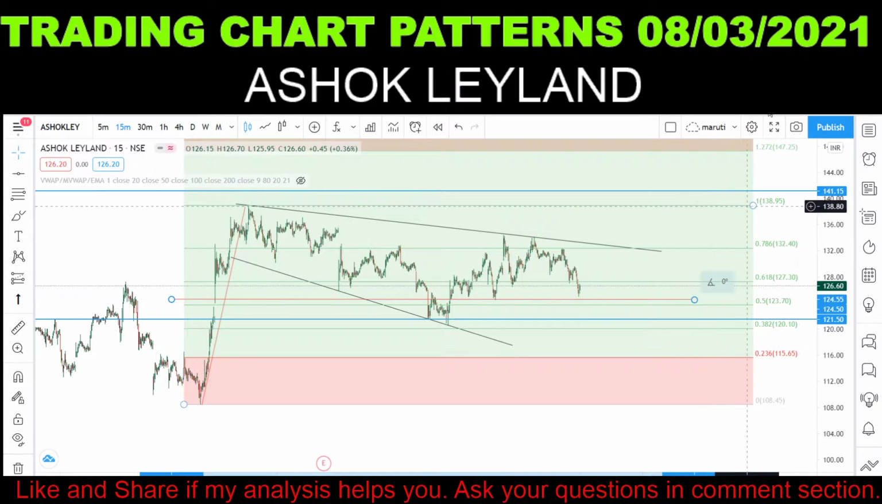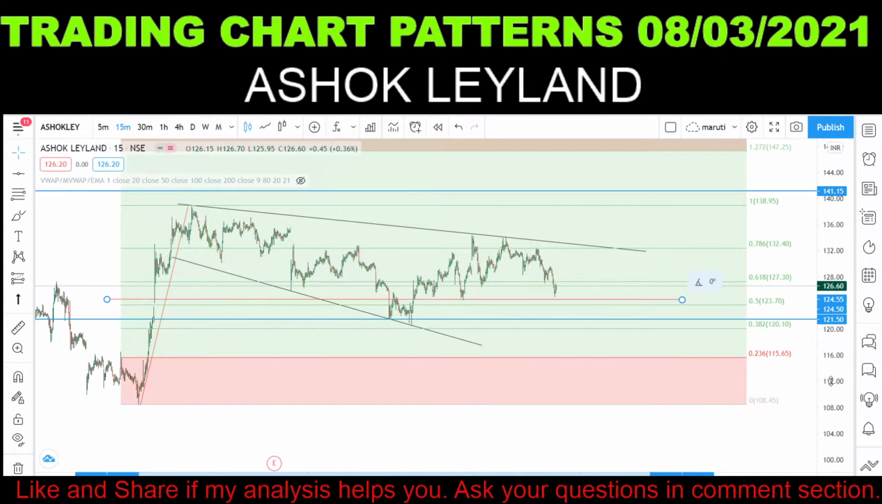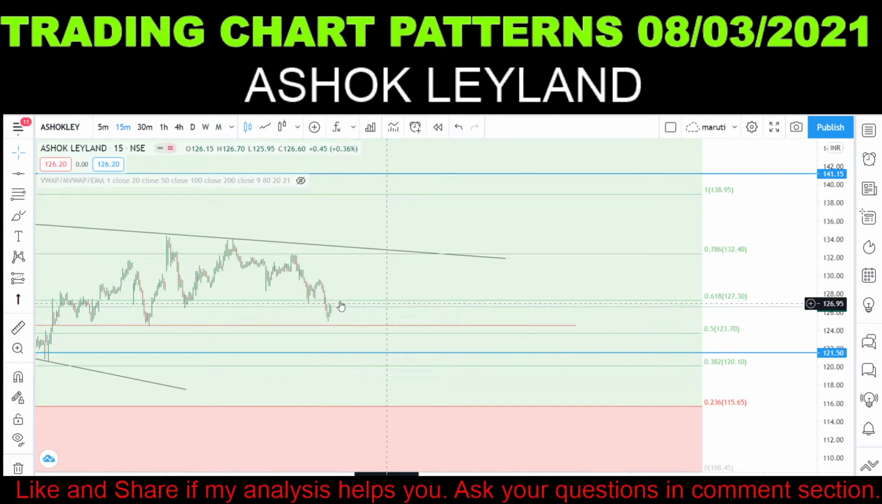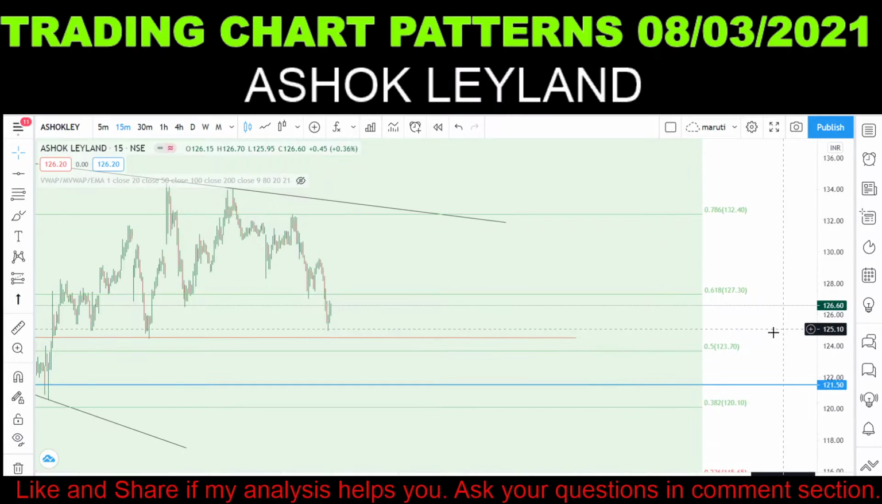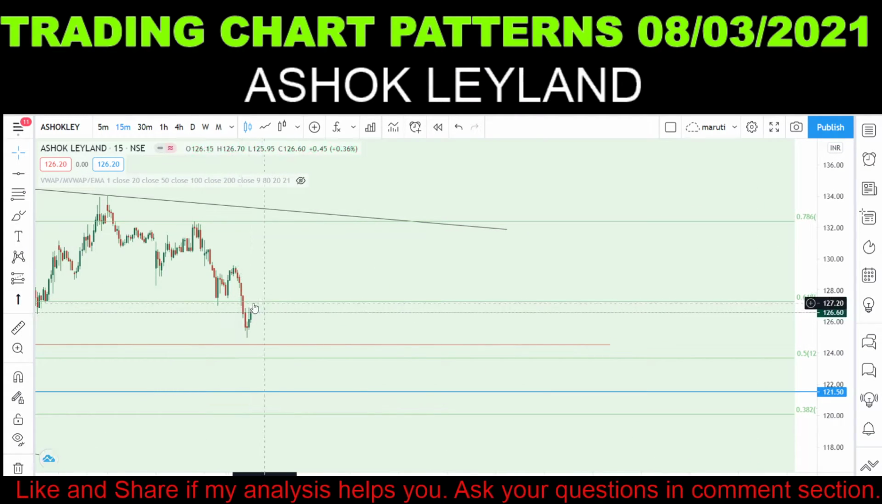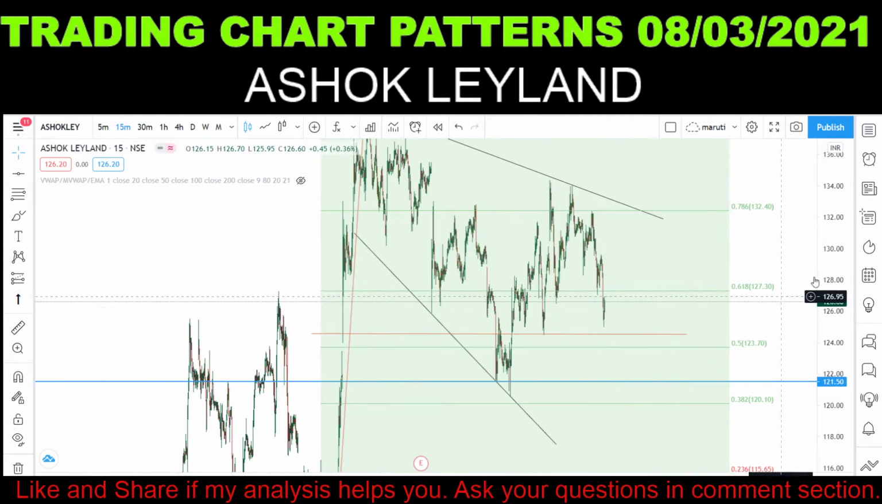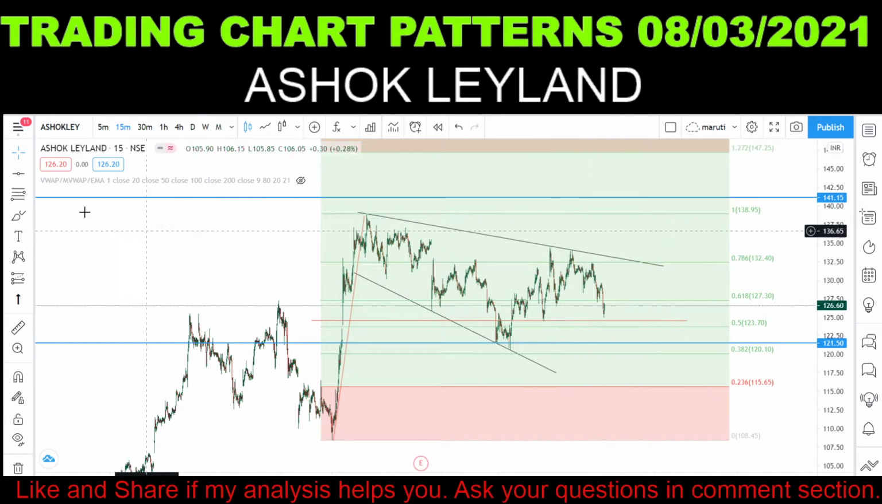So how to trade this stock tomorrow? Let's see, if the stock opens around this level, and if it crosses this 0.618 level, see, this is the 0.618 level. If the stock opens here, between 124.6 and 127.3, then there is no trading for this stock.